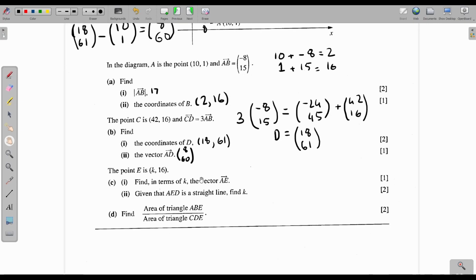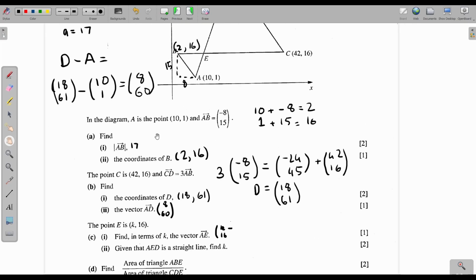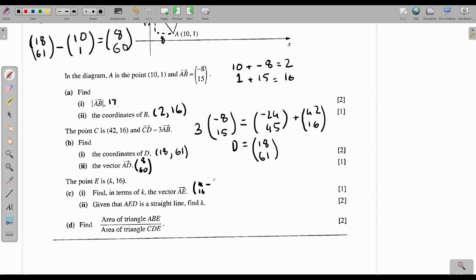All right. The point E is K, 16. Find in terms of K the vector AE. So again, we just minus A from E. So E is K, 16, and then we minus 10 and 1. So K minus 10, and then 16 minus 1 is just 15. So I could just give the answer right here, since it's not that much mathematics. It's K minus 10 and 15 is vector AE.